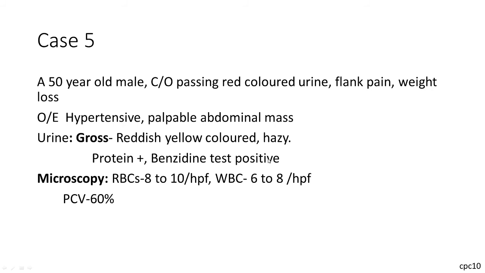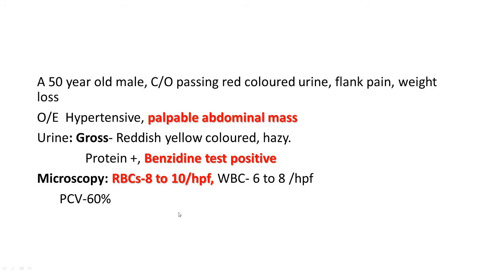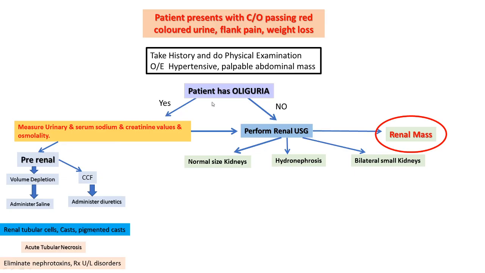So the passing of red colored urine and positive benzidine test indicates possibly there are RBCs, which was also confirmed microscopically, where RBCs were seen 8 to 10 per high power field, WBCs 6 to 8 per high power field, and PCV was 60%. The very relevant points here are the patient is hypertensive, has a palpable abdominal mass, and abnormal urine analysis, benzidine test positive.